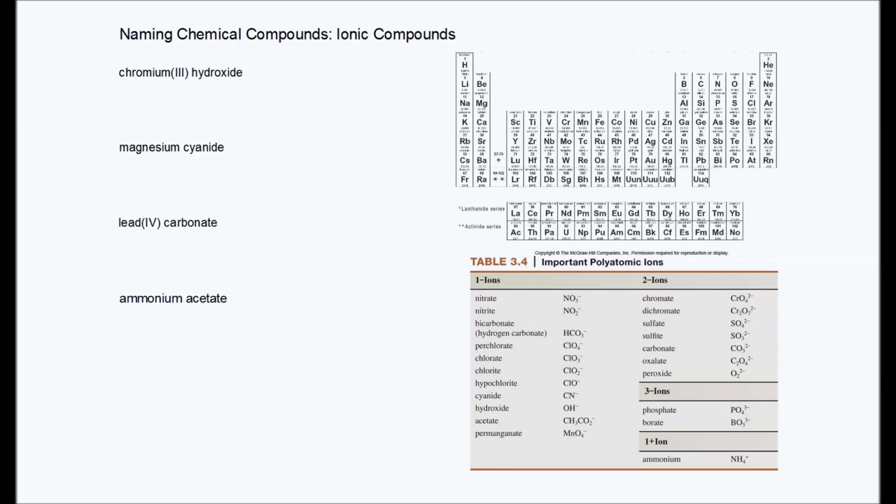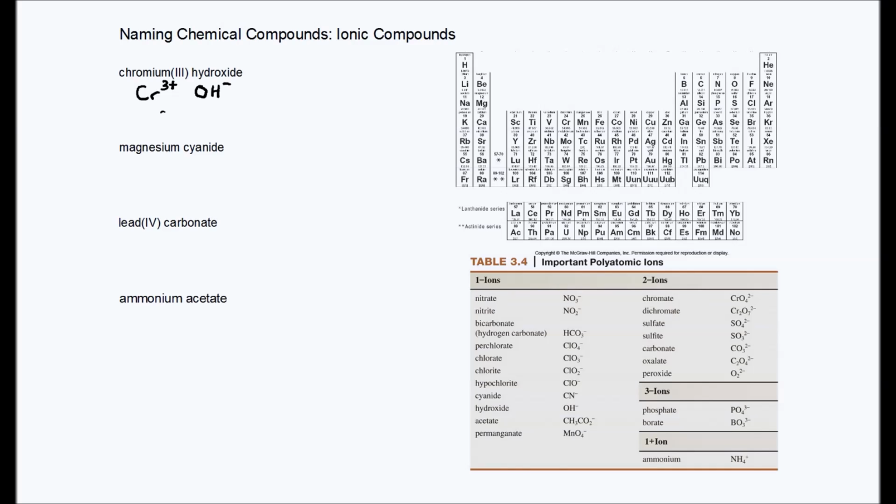Moving along, going from name to formula, I do exactly what I've been doing. Chromium 3. That's Cr with a 3 plus. Hydroxide, OH minus. Note this has an IDE ending. This is one of the very few polyatomic ions that actually has an IDE ending. There's two major ones, hydroxide and cyanide.